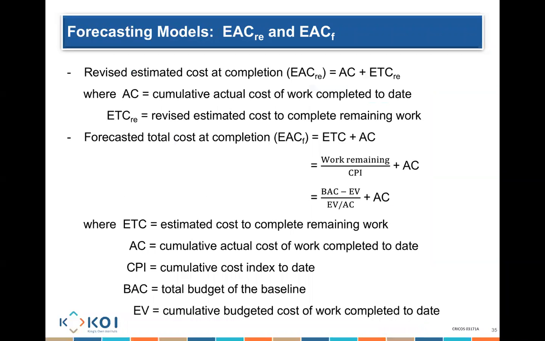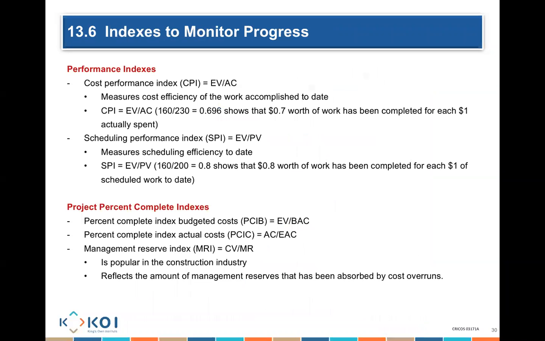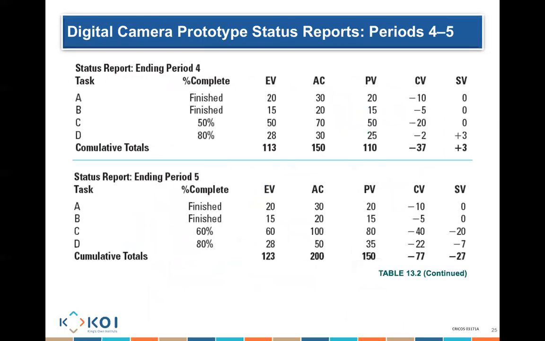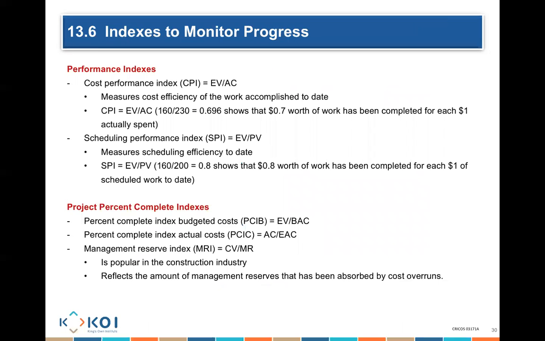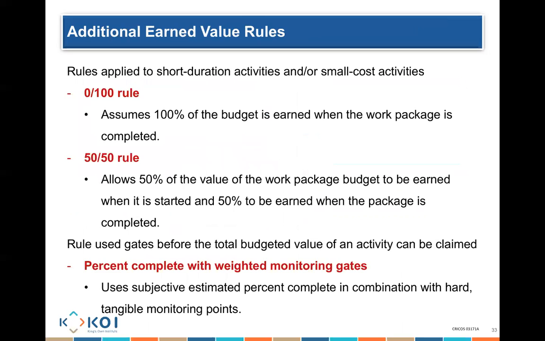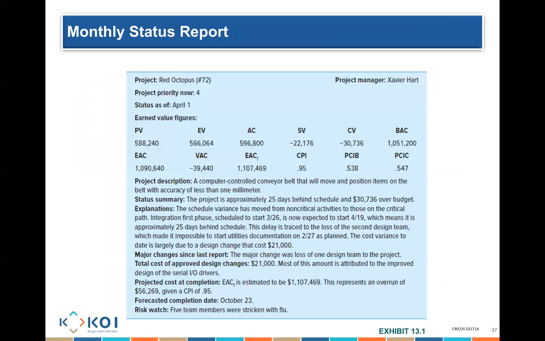PCIB and PCIC, it's what I've done here. Percentage complete index budget cost: so out of my budget, how much worth of work I've done. And in terms of percentage complete index for my actual cost, my budgeted cost is different from my actual cost. If I compare in terms of my budgeted cost, I've done 0.538 of my budget that has actually been spent.